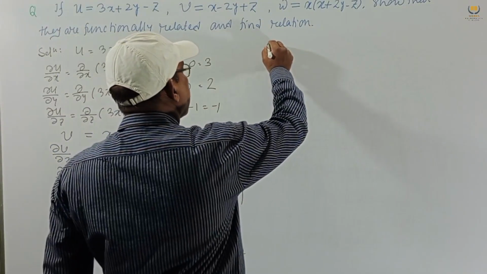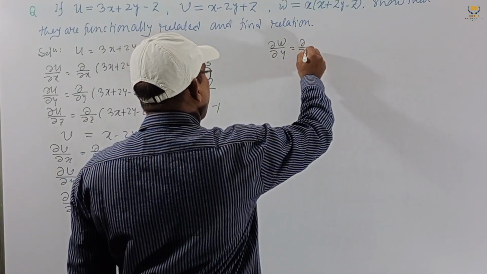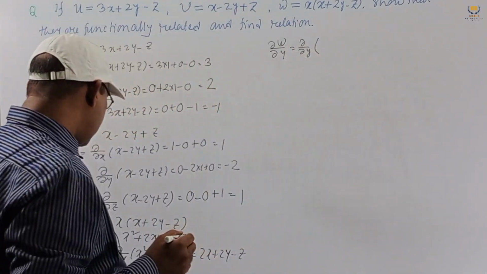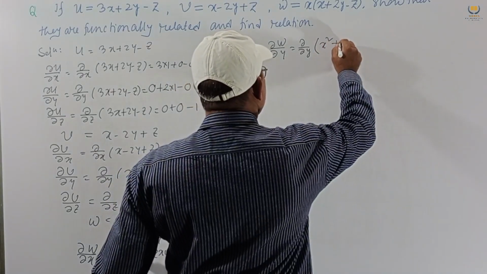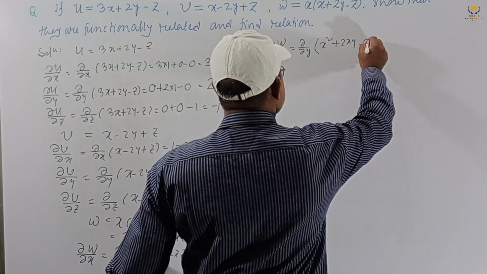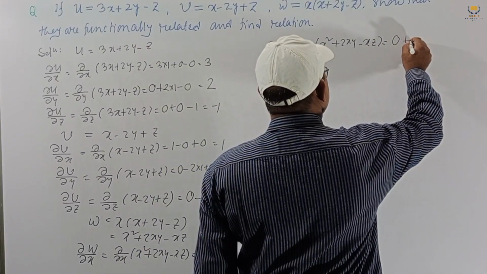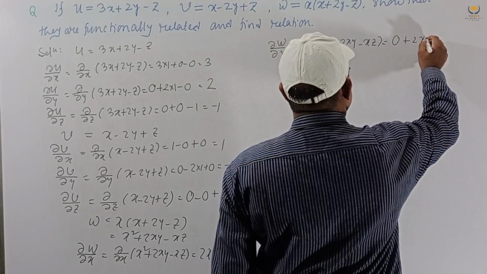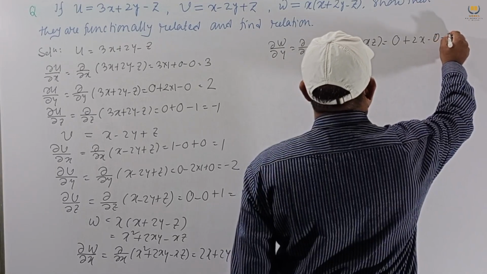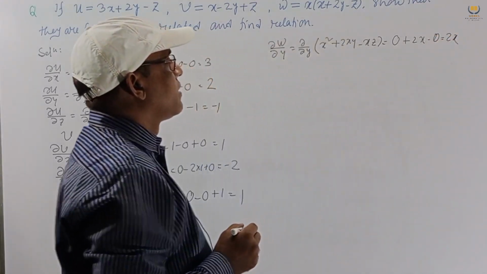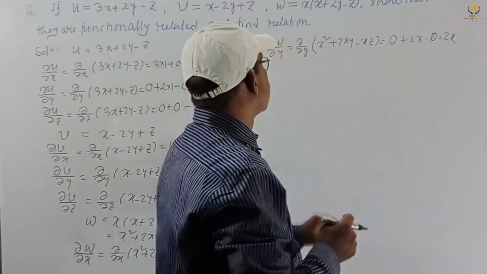Now we find ∂w/∂y. w is x squared plus 2xy minus xz. This is 0 plus 2x minus 0, which equals 2x, because y is the variable and the others are constant. This is 0, this is 0, and this is 2x.